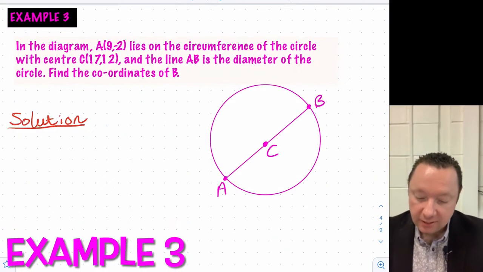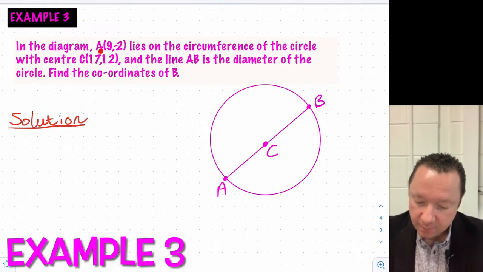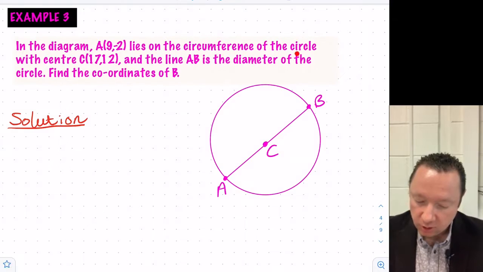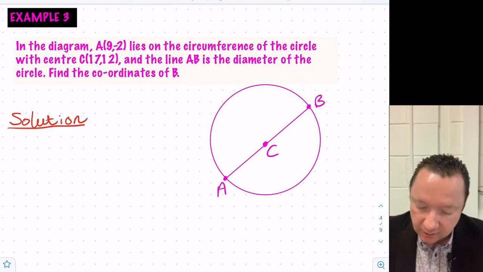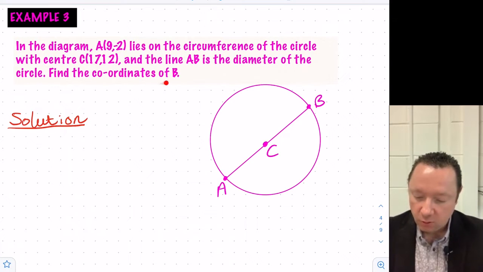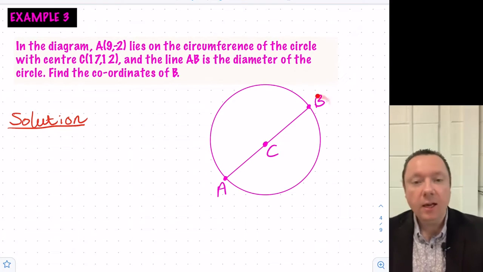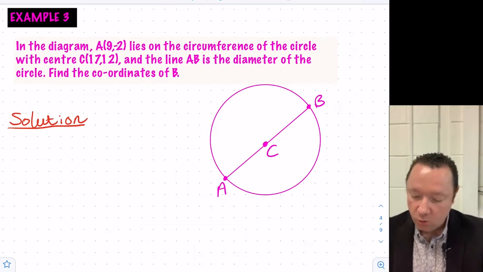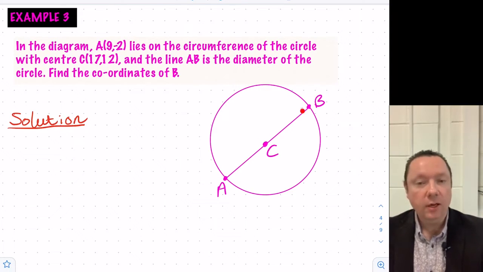Example 3 says in the diagram, A (9, -2) lies on the circumference of the circle with centre C (17, 12), and the line AB is the diameter of the circle. Find the coordinates of B. So a little bit kind of working backwards here. I know this point, I know the middle, and I'm trying to find the point on the outside.